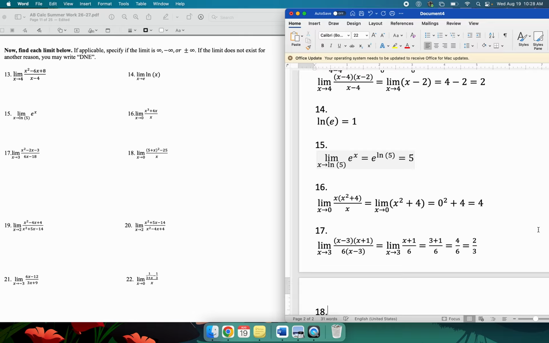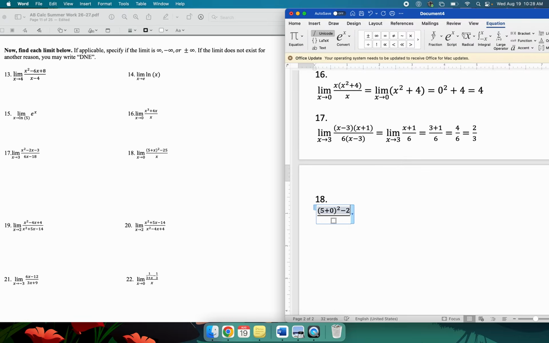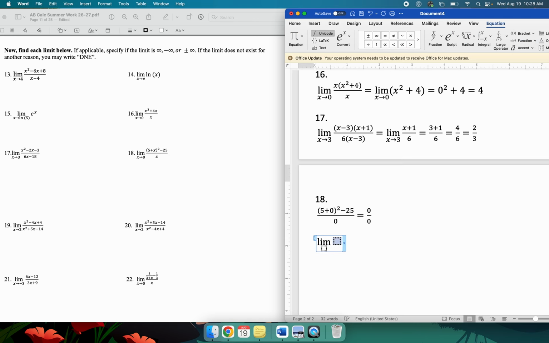Okay, 18. If I plug 0 into that, do I get 0 over 0? I think I do, because 5 plus 0, quantity squared, minus 25 over 0. This is 5 squared, which is 25. So it's 25 minus 25. That's 0 over 0. So that means I need to simplify. How do you simplify this? I would start by multiplying out the expression in parentheses. Like, I would expand it. So that's 25 plus 10x plus x squared minus 25.